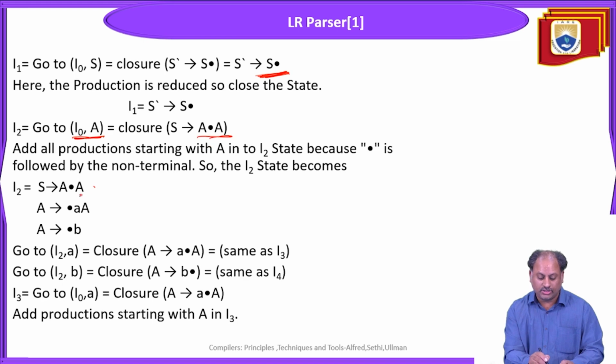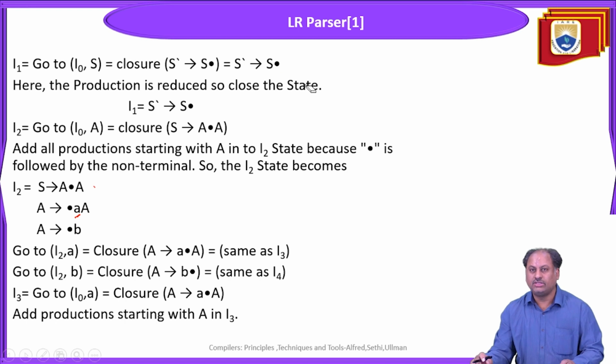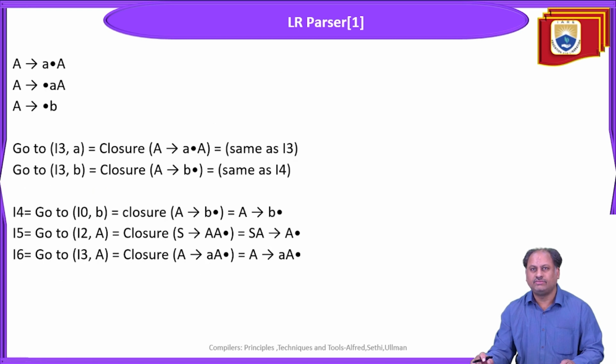Dot. Once again, A productions are to be written. So these two are A productions. Second, again, I2 with small a. So small a, what do we get? Capital A derives small a dot capital A. So this is the same as I3. So what is I3? I0 with A, and so on. This is I4. So we got I0, I1, I2, I3, I4. So simply, this is called the canonical collection of items.